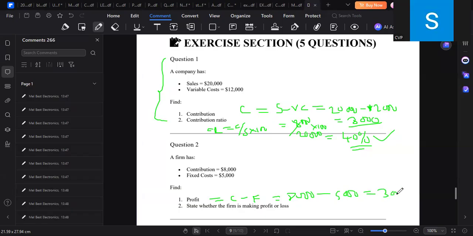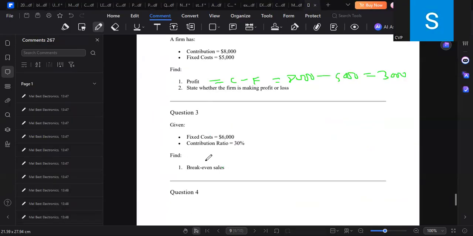So what do we get as our profit? 3,000. So state whether we're making a profit or a loss. We're making a profit. How do we know it's a profit? When contribution is more than the fixed cost. When we're making a loss, contribution is less than the fixed cost. What happens when the contribution is equal to the fixed cost? Break even, correct.